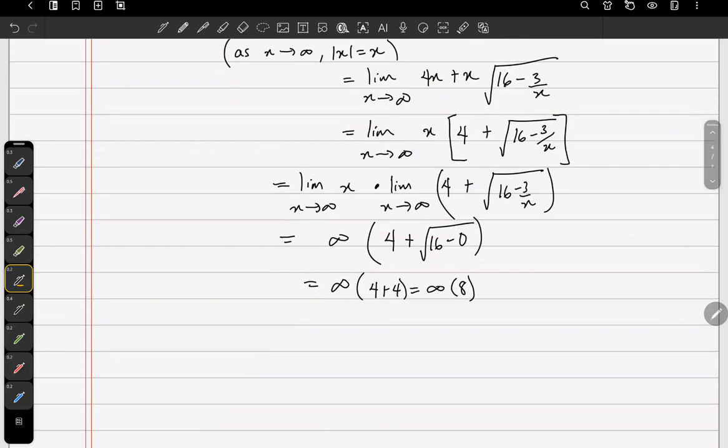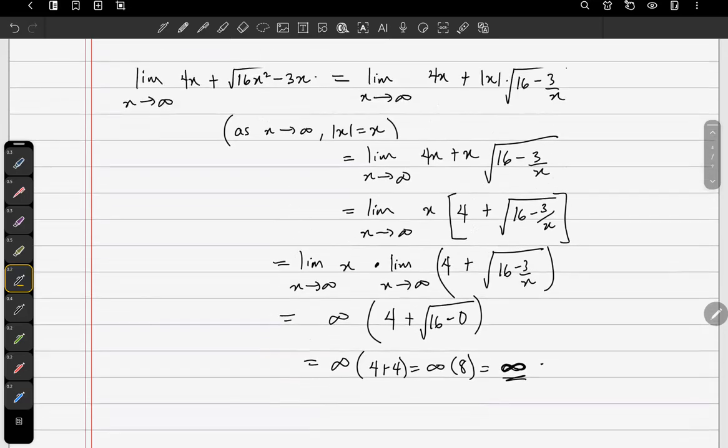Wow, that's a design. A sleeping 8 times a standing 8. Sleeping will always beat standing. So this is equal to infinity. Yet again, we have gotten infinity.